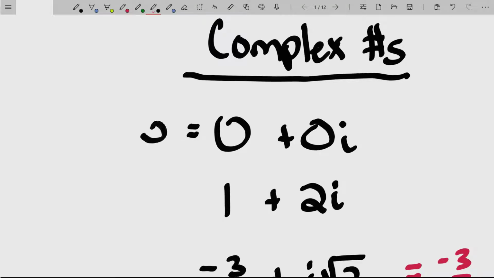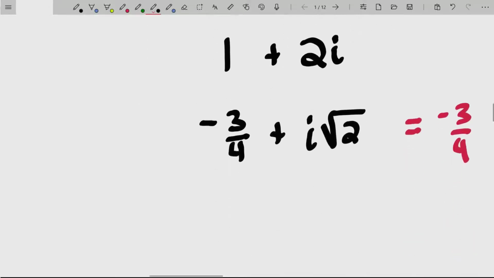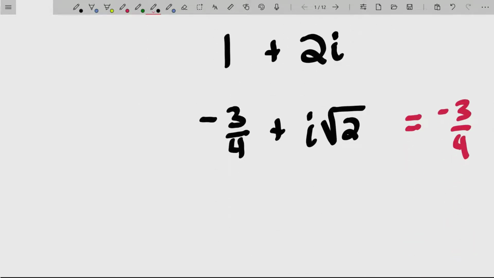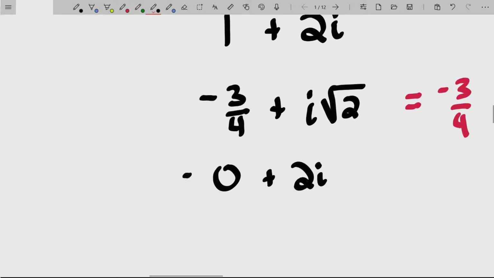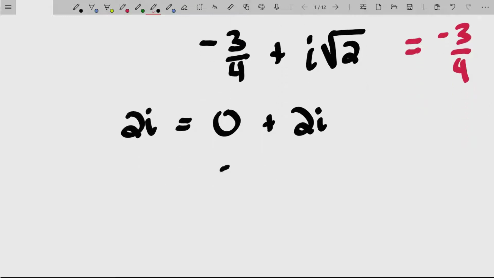0 plus 0i is 0, right? It's just nothing plus nothing. Another complex number, 0 plus 2i. That's a complex number. So in other words, 2i is a complex number. Another complex number, 3 plus 0i, or in other words, 3.